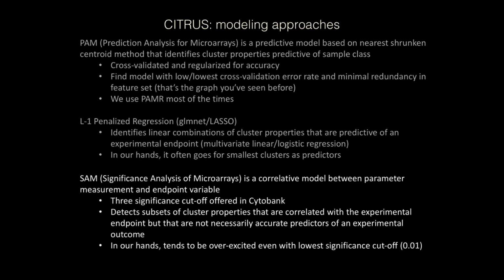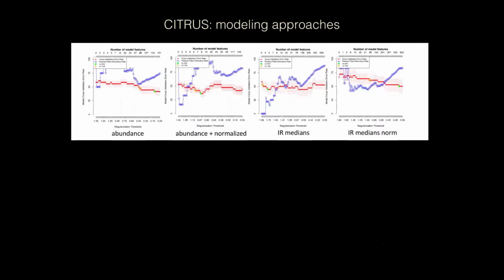And then there is SAM, significance analysis of microarrays. It's a correlative model. It also has its own niche. We find that it often seems to be a little bit overexcited with our data, even if we set the most stringent cutoff for significance. We would often use this modeling as a first pass for analysis, and also for finding possible batch effects and other artifacts in our data. So let me illustrate this.